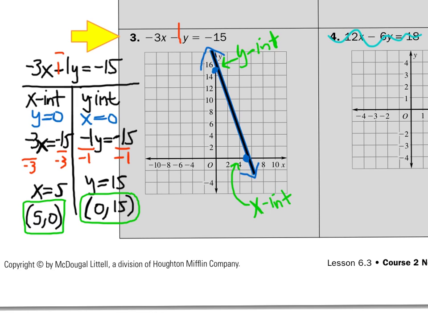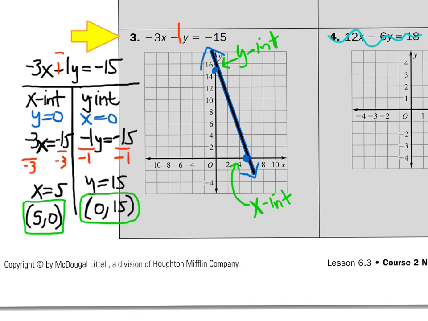Let's get rid of that negative 1 by dividing both sides by negative 1. So you get y equals positive 15. And so I'm going to write the point as 0, 15. So start at the origin. The 0 means don't go right or left. The 15 means get in the elevator and go up to 15, which is between 14 and 16.